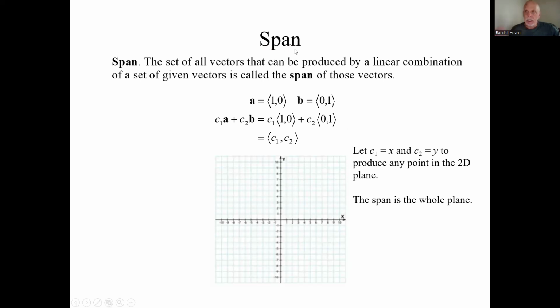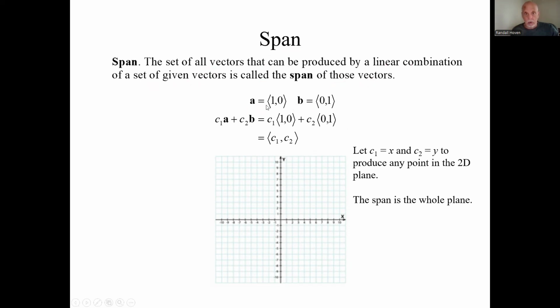Okay, definition of a span. If you're given a set of vectors, what does it span? It's the set of all vectors that can be produced by any linear combination of those vectors you were given. That's called the span of the given vectors.